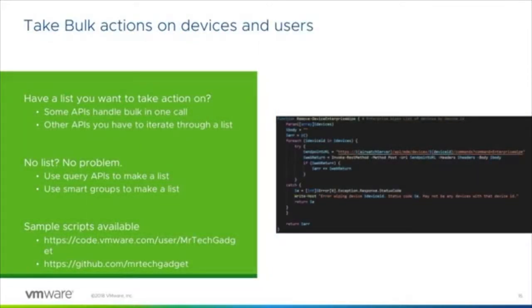But then I don't want to just deal with reports. I want to actually take actions. So when I talked about removing bulk tags, that's one of the scripts that I built. I've got it up on GitHub. It's on code.vmware.com, cross-posted there.